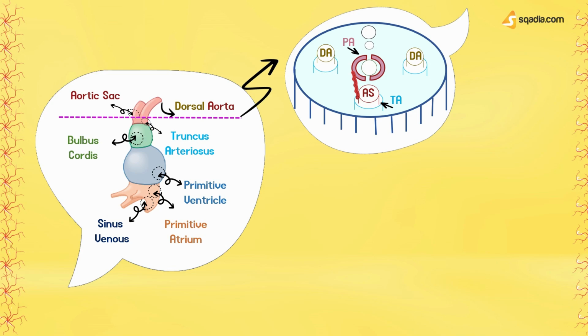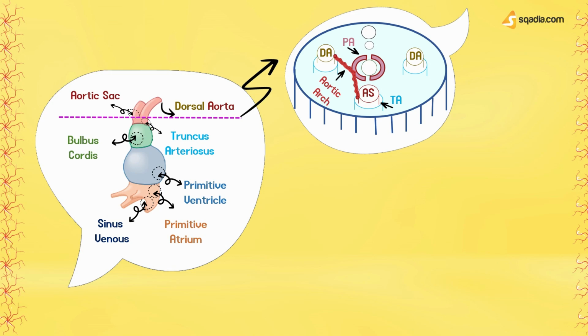Now, these blood vessels move from the aortic sac to pharyngeal arches, and then form a connection with the dorsal aorta. So, this whole network of blood vessels is called the aortic arch. Any student who could repeat this?